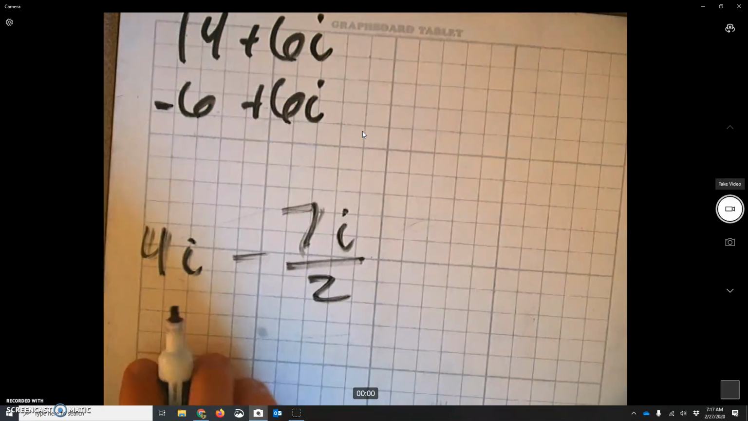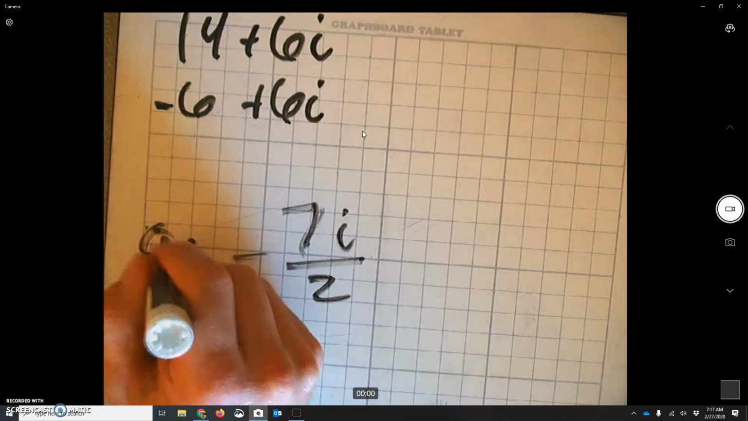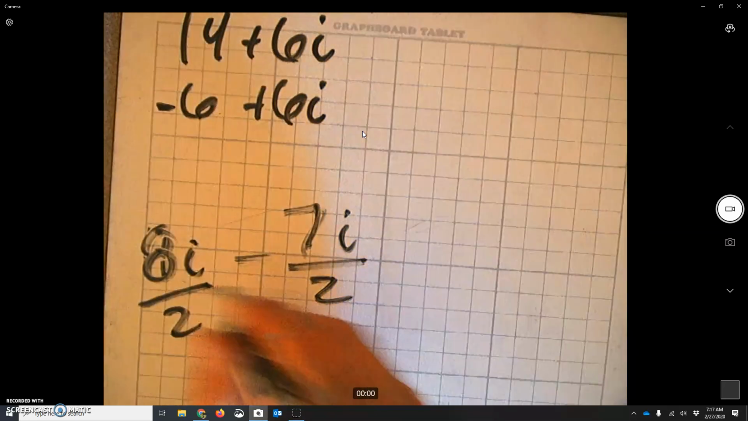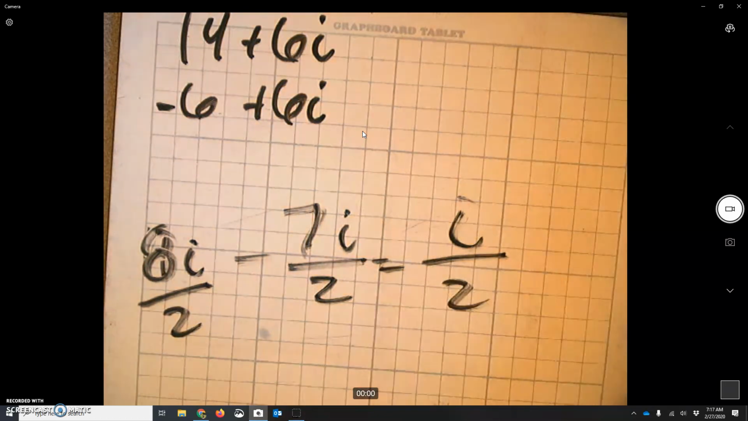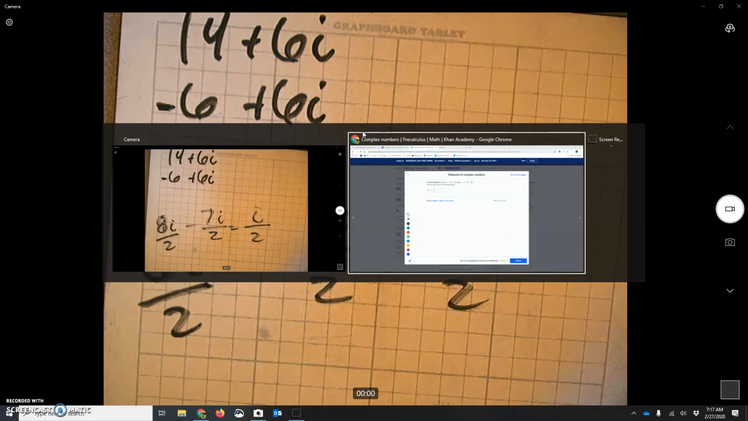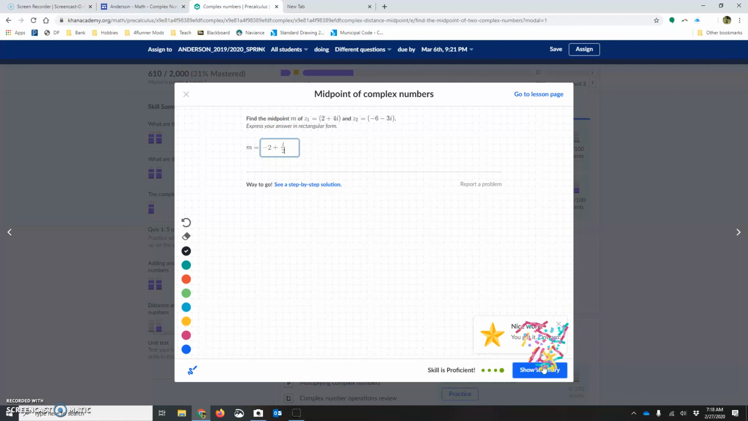So to get 4i, I have the same denominator. We multiply both by 2. So that means that we get 8i over 2. 8i minus 7i is i. And our denominator stays the same. So it's just simply i over 2. So plus i over 2. That's probably about as hard as you're going to get right there. And we're done.